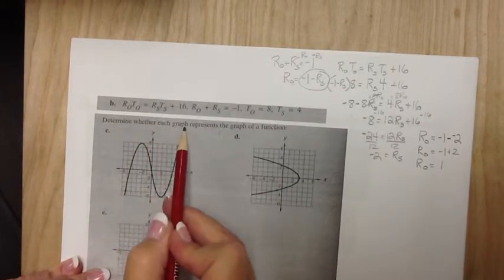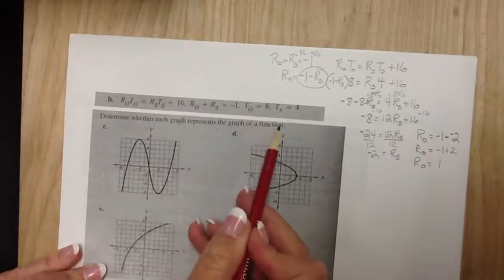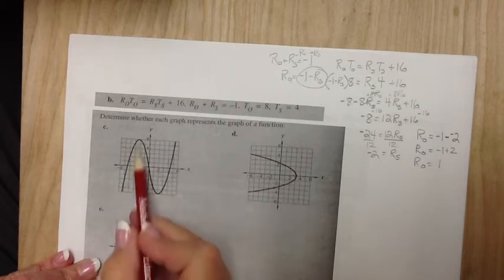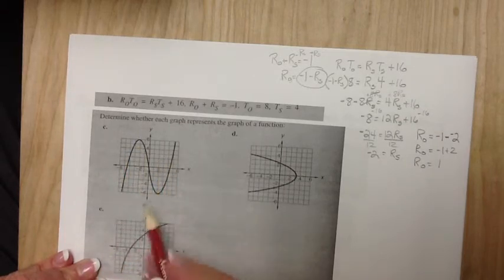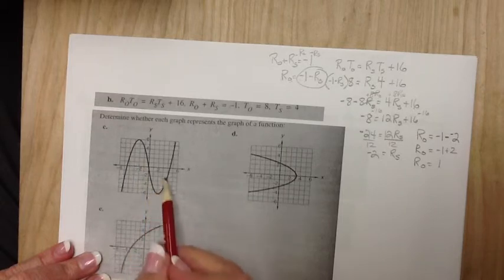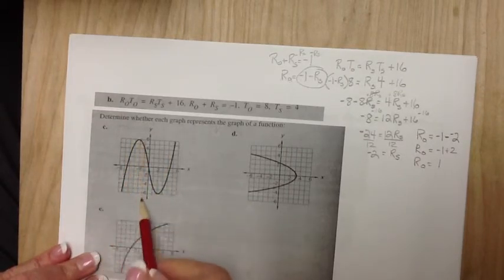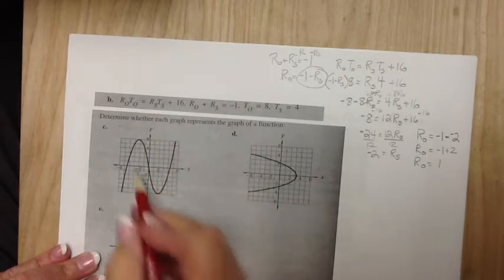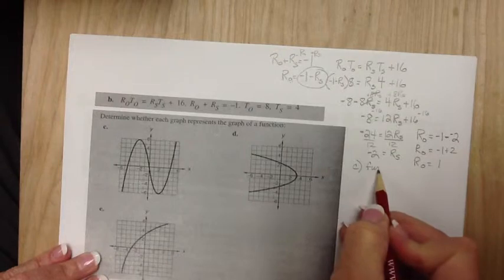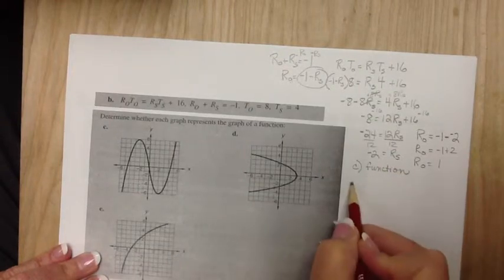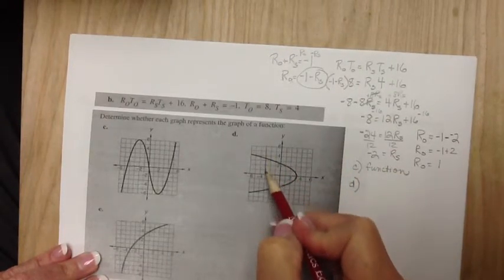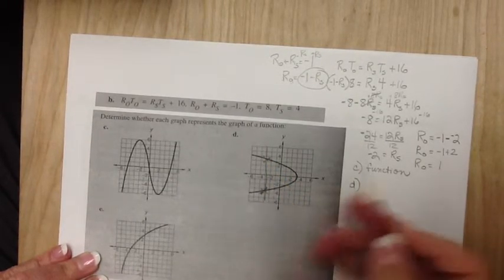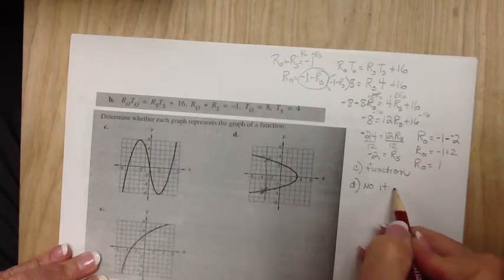Determine whether each graph represents the graph of a function. And we're looking at this vertical line test. C, yes, it is a function because it passes the vertical line test. There's no way to draw a vertical line that would cross that more than once. So C is a function. But when you look at D, when you draw a vertical line, it's crossing that graph at 2 places. So no, it is not a function.